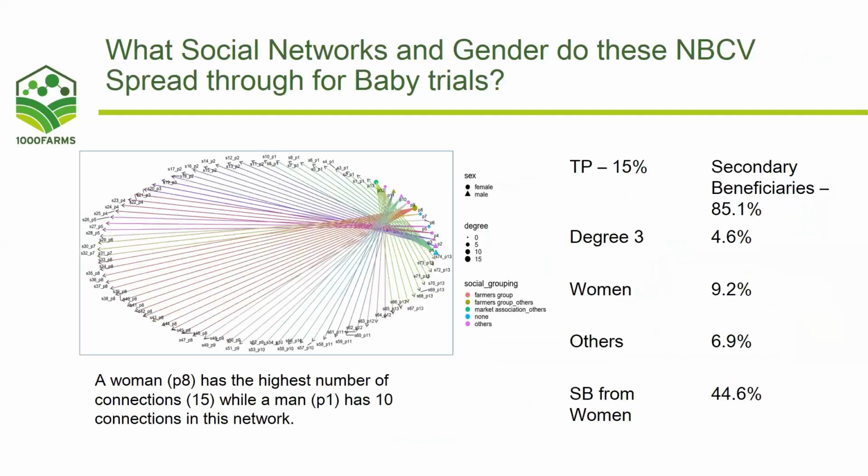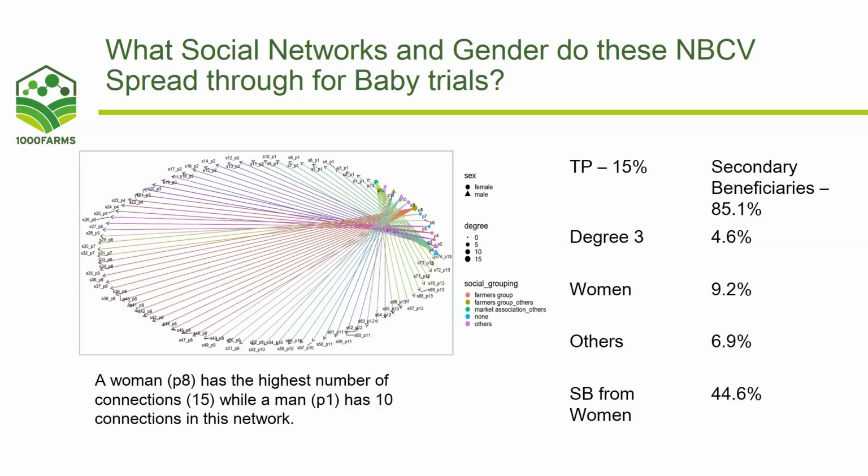So looking at the social network through which this cassava variety also spread for the baby trial, it was noted from the one-directional sociogram that a woman had the highest number of connections. She had about 15 secondary beneficiaries who got cassava varieties from her, and we categorized them into social groupings: farmers' groups, market associations, and others.